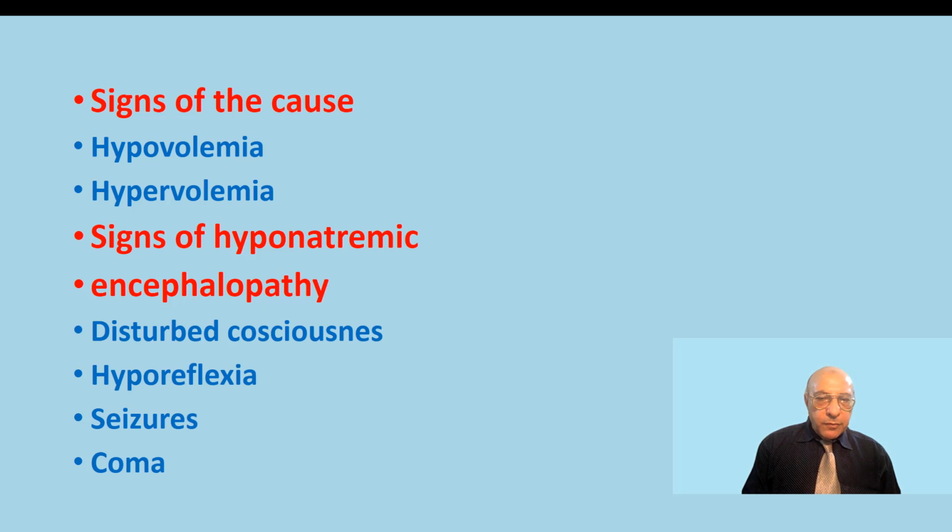The other category of signs are related to the hyponatremia itself. These are signs of what we call hyponatremic encephalopathy, which will include disturbed consciousness with varying degrees increasing with the severity of the hyponatremia, hyporeflexia, seizures, and coma. This will cover most of the symptoms and the signs of hyponatremia.